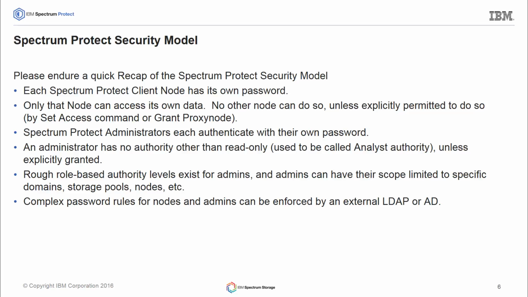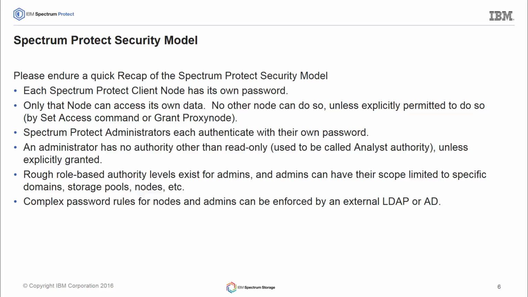To understand the Spectrum Protect security model, you need to know that each node is a construct within the TSM server. It's basically the container that owns data. You can also have other nodes that don't direct data to the server themselves, but act on behalf of another node, and you can do that with a grant proxy node or the asnodename, fromnode parameters. But basically, unless you explicitly grant that access with a grant proxy node or with a set access command, no other node can access another's data.